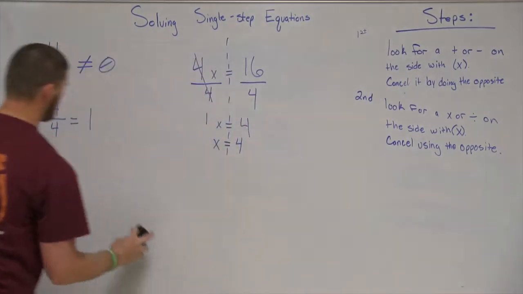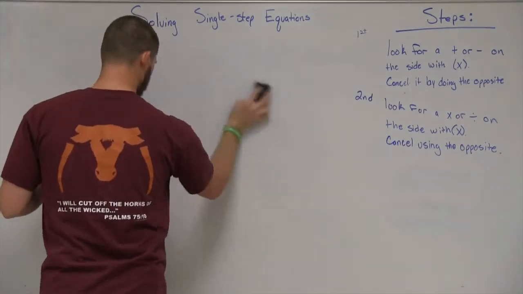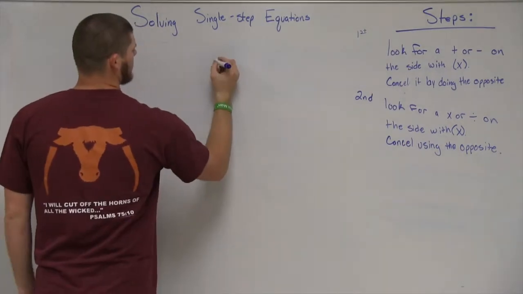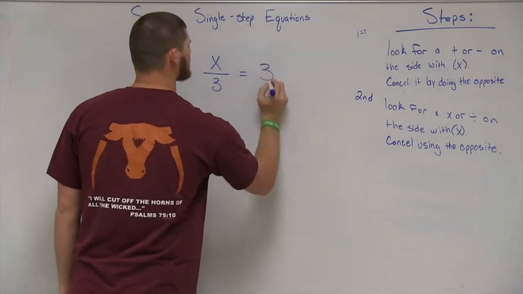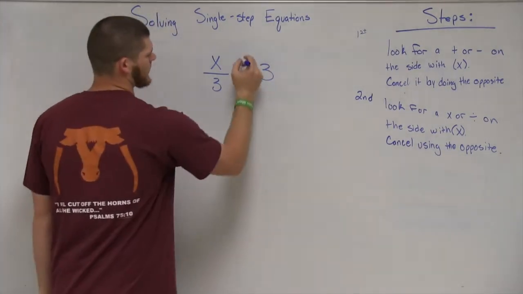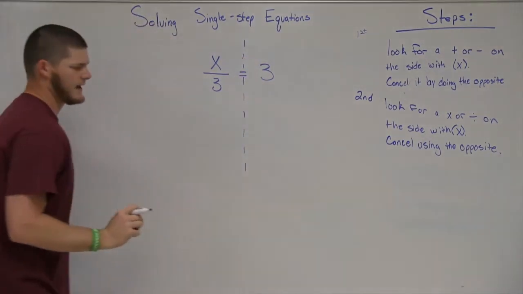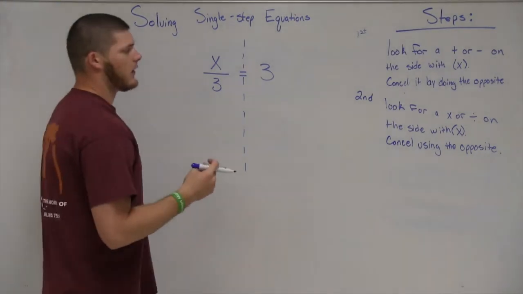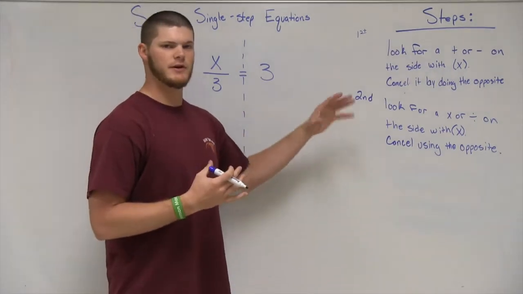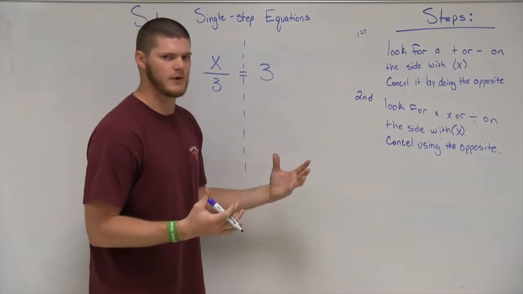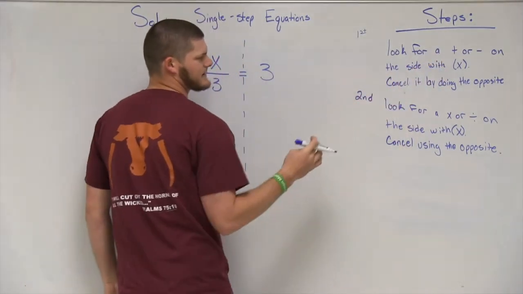Let's look at an example if we have a divide. X divided by 3 equals 3. Okay? So again, to start our equation, we're going to write our dotted line down the middle so that we can determine our two sides. Just keep track of it. So we go through our steps. If we follow our steps every time, we'll never miss anything. And it's especially important to know your steps when we get into solving multi-step equations because you have to follow them exactly. So, look for a plus or minus on the side with x.